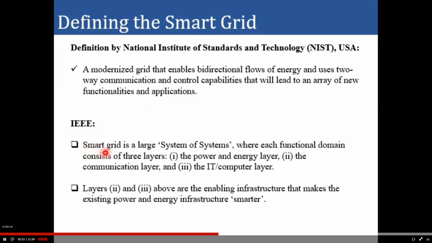IEEE definition says that a smart grid is a large system of systems where each functional domain consists of three layers, that is power and energy layer, the communication layer, and IT layer. The layers 2 and 3 above are the enabling infrastructures that make the existing power and energy infrastructure smarter.